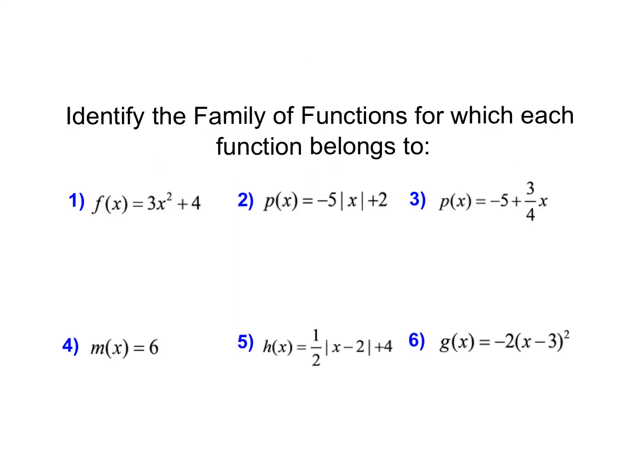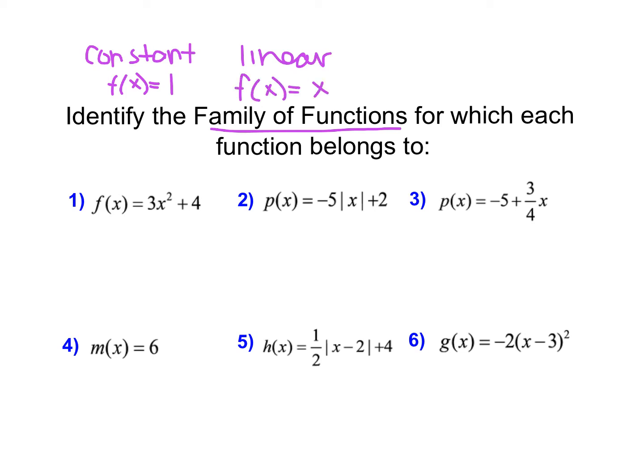So on this slide, what we're going to do is determine the family of functions each of these belongs to. And what I like to do is write out my 4 parent functions. So I have the constant function, which is f of x is equal to 1. I have the linear function, which is f of x is equal to x. I have the absolute value function, which is f of x is equal to the absolute value of x, and then I have the quadratic function, which is f of x is equal to x squared.